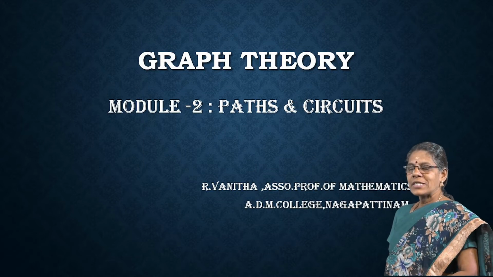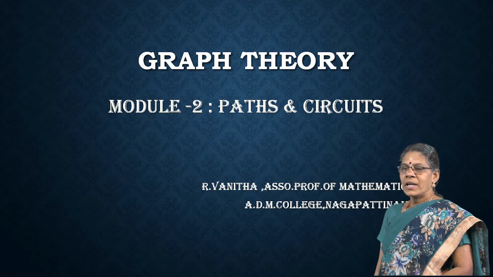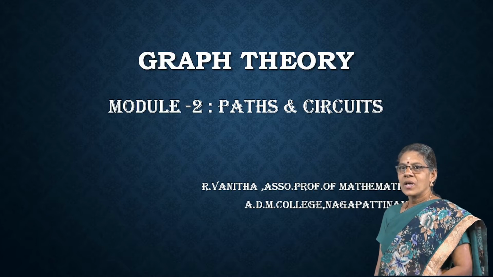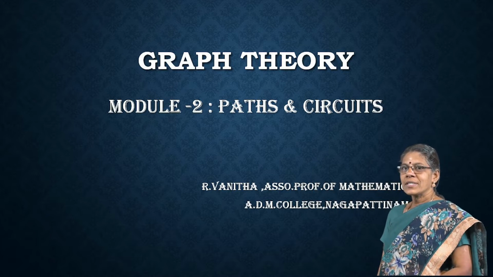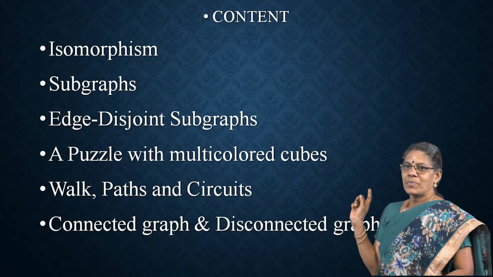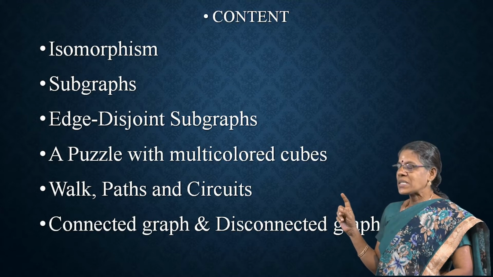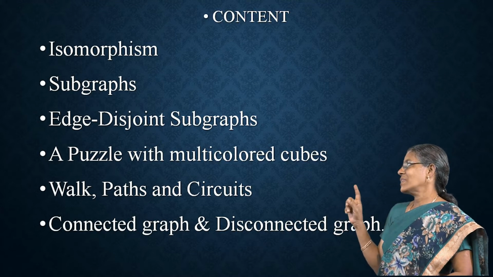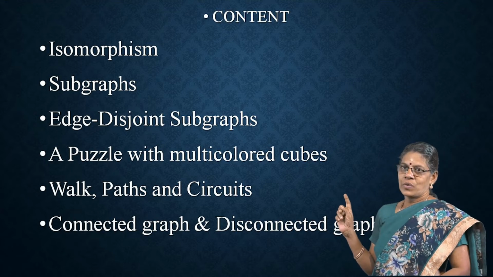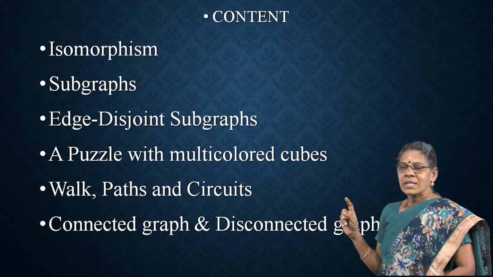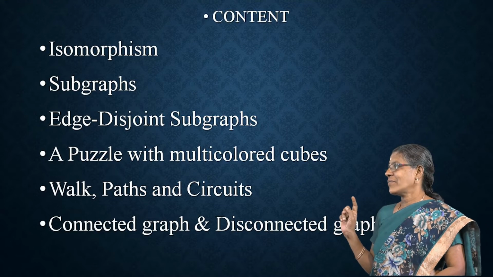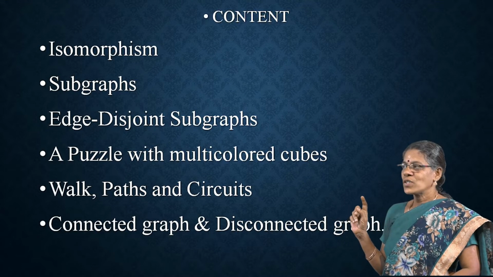In the previous class, we saw the graph definition, etc. Now today we are going to see paths and circuits. The content today is isomorphism, subgraphs, edge disjoint subgraphs, and a puzzle with multicolored cubes. And walks, paths and circuits, and connected graphs and disconnected graphs definitions. Okay. Now what is isomorphism?